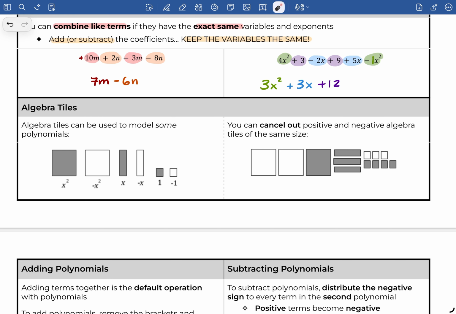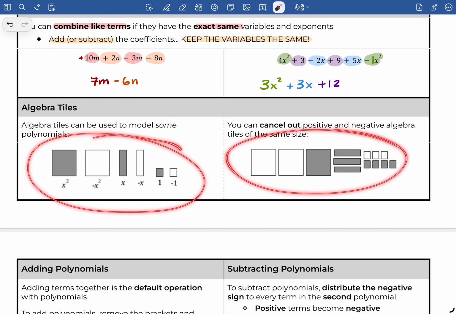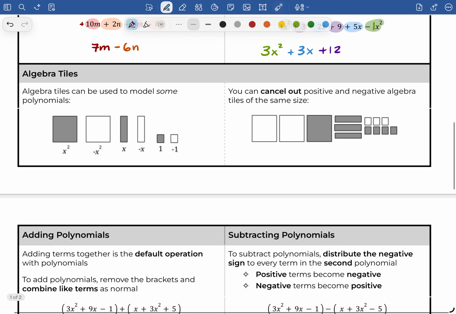Our next bit is all about algebra tiles, which you either love or hate, and I respect your decision either way. So for this one, we're looking at these. I'll keep this on the board for Monday as well. I don't want you to lose marks just because you can't remember that the big square is the x squared. Although by now I'm sure we've got it.